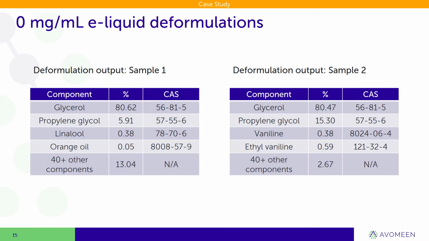If we look at the deformulation output of the two samples, we see the glycerin, propylene glycol, and I've identified here a couple of the flavoring components in the e-liquids, but just so you know, there are over 40 individual components in these formulations which make up the flavoring. So this would be a complex analysis.